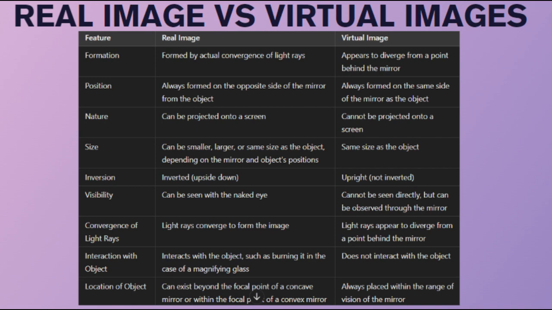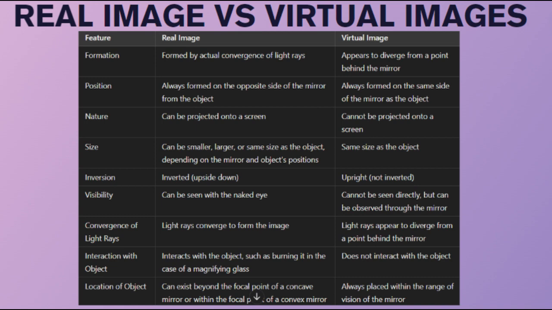Nature. Real images can be projected onto a screen, meaning they can be captured and viewed on a surface. Virtual images cannot be projected onto a screen. While they can be observed through the mirror, they do not physically exist at the location where they appear. Size. The size of a real image can vary. It can be smaller, larger, or the same size as the object, depending on the positions of the mirror and the object. Virtual images are always the same size as the object. They maintain the same proportions and dimensions.